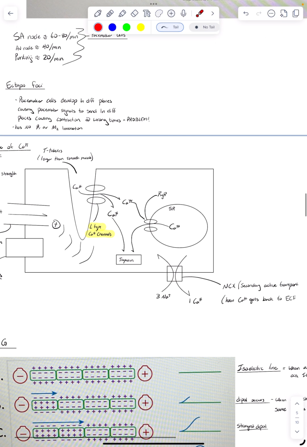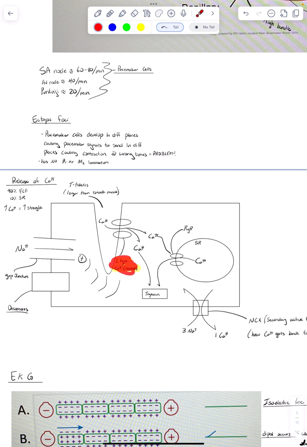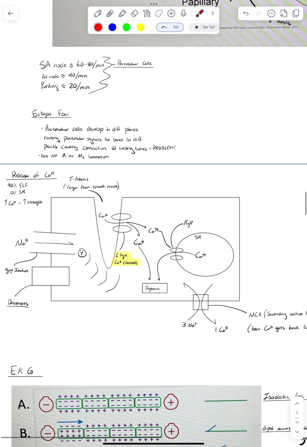So an action potential will come in here. It'll open these L-type calcium channels. Calcium will come in by the RYR, and calcium will come out of the sarcoplasmic reticulum. But as well as what we talked about before, these L-type channels will allow calcium to come into the cell, and that's going to bind to troponin.